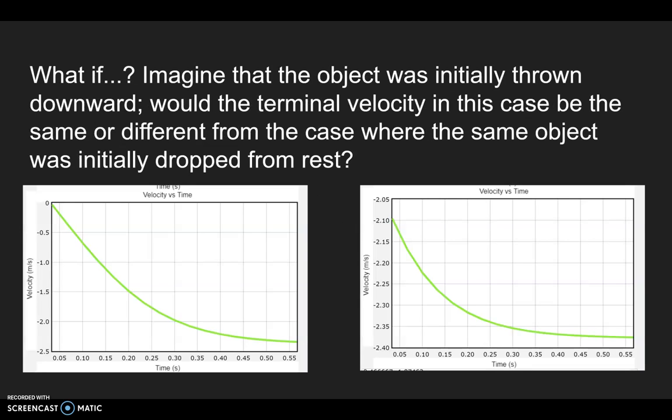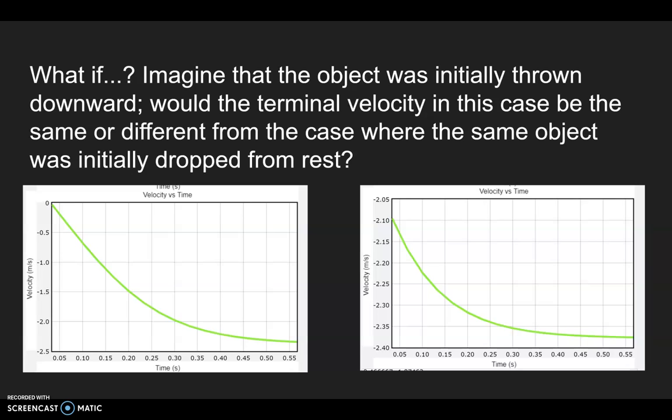Now, what if we imagine that the object was initially thrown downward? Would this terminal velocity change? Well, if the cup was initially thrown downward instead of just dropped from rest, it would still have the same terminal velocity. It would just reach it quicker. This can be seen from the two graphs from GlowScript.